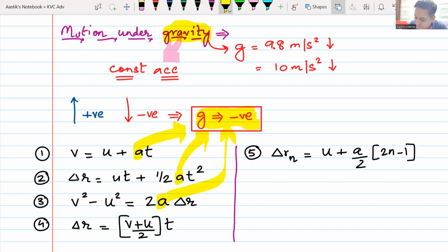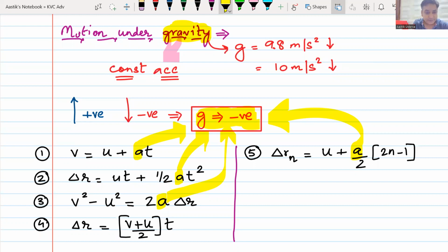The only thing you have to understand is, in place of A, you have to put the value of G, and G, as we all know, is always negative because it is always directed downwards. Yes or no?